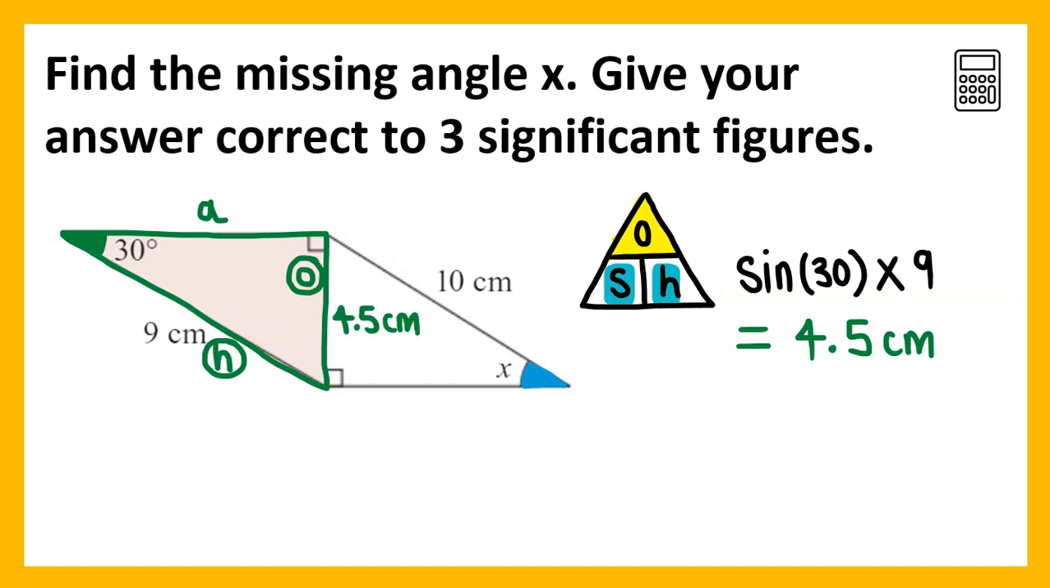Now I know the shared length. That usually provides me with the information that I need to go on and answer the question. To find X, I can label 4.5 as the opposite.